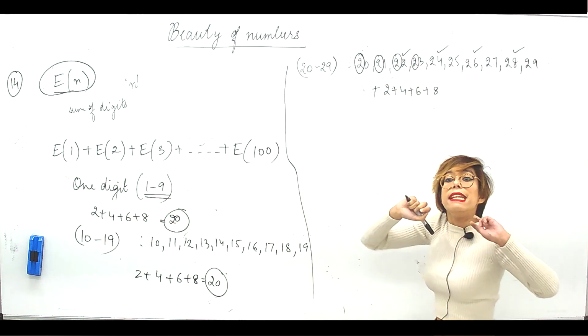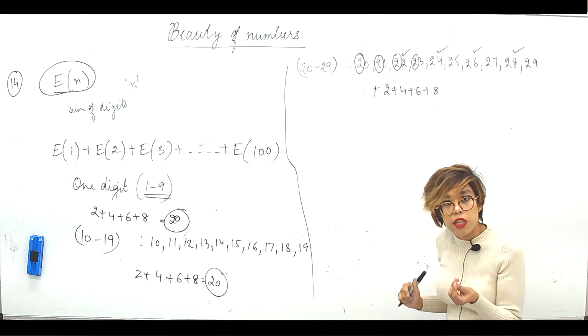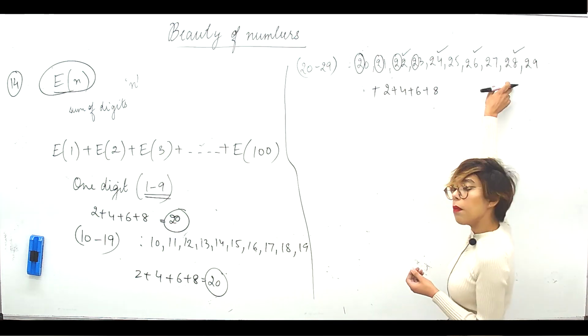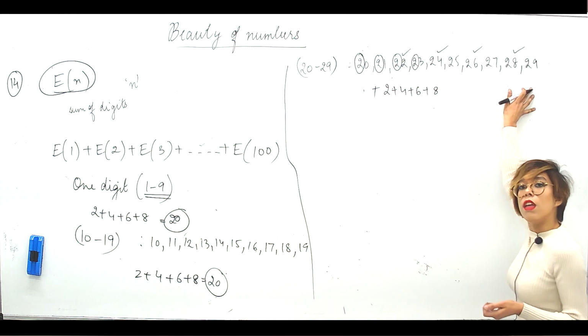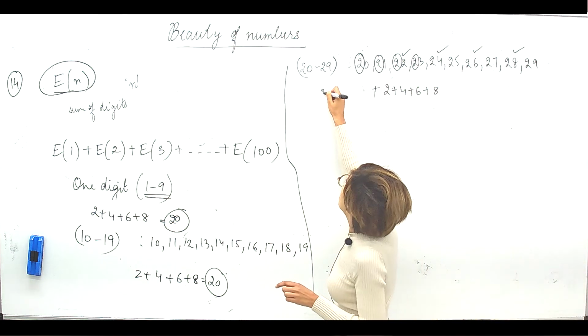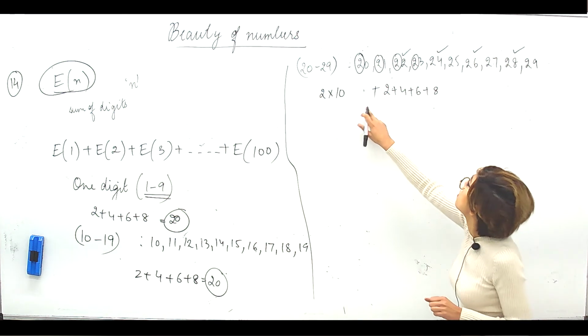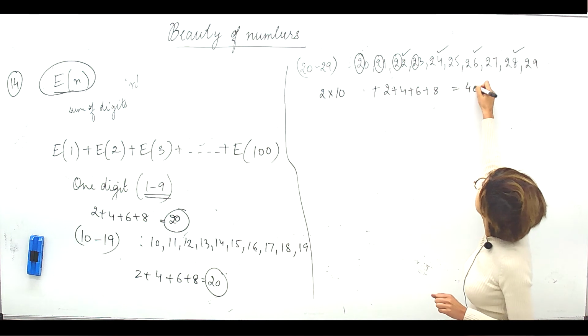Because at the 10th place I am getting 2. And 2 is what? It's an even digit. That means I will need to add these up. Now how many 2's are there? They are 10 in number. Right? So 2 has to be counted 10 times. So 2 into 10. Right? So this is 20 plus 20, which is 40.